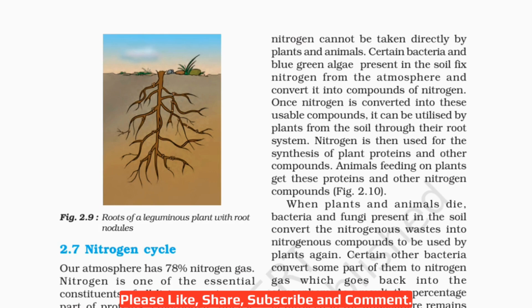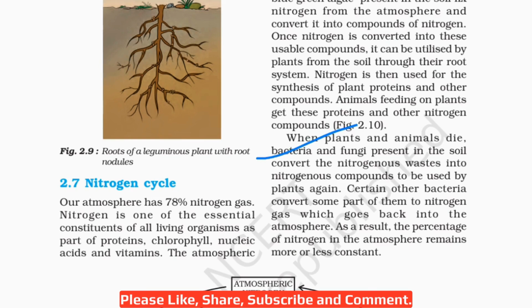Okay. Now nitrogen is present in abundance in the air, but the plants cannot use it in the form in which it exists. So it has to be converted into a usable form by the action of bacteria. Okay. So this is how the nitrogen cycle works, right?